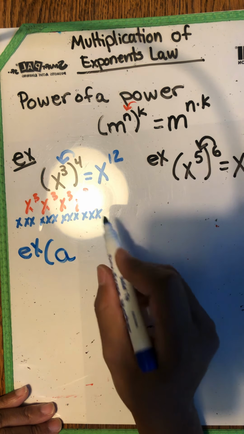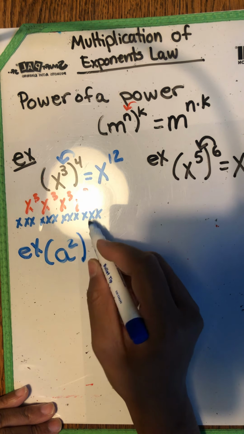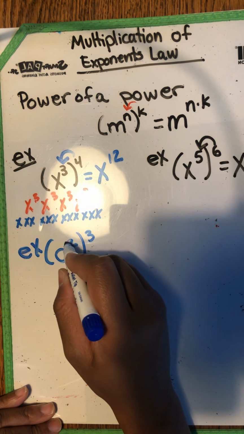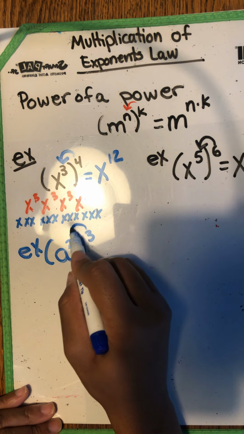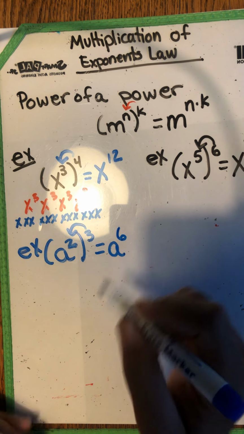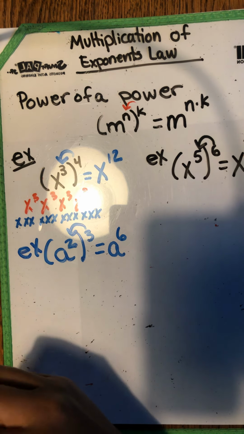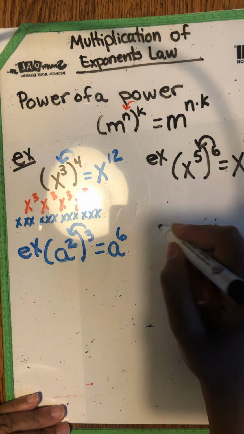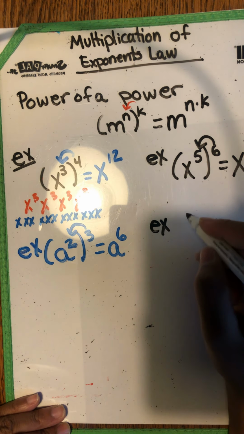You could use A for Alvarez. Let's say 2 to the 3rd. Bam. All you're going to do is exponent times exponent and get A to the 6th. Now let's go ahead and combine this with our previous law and do a little bit of an extension.